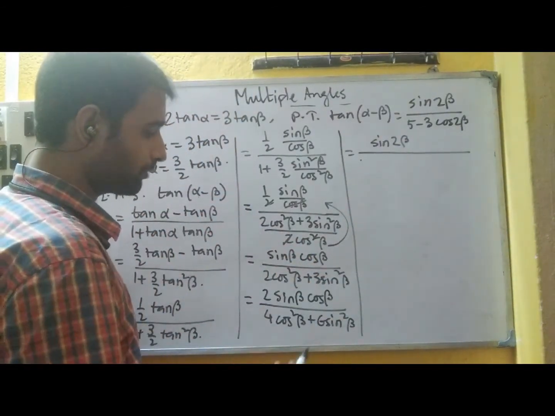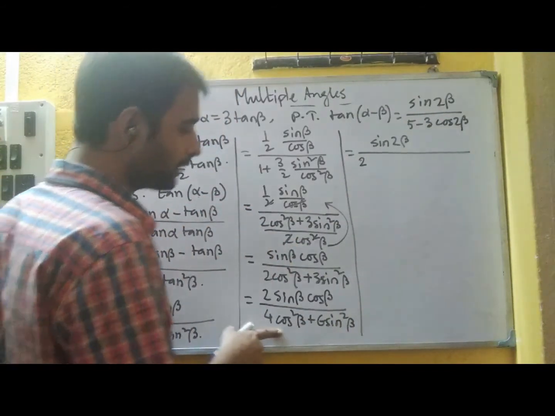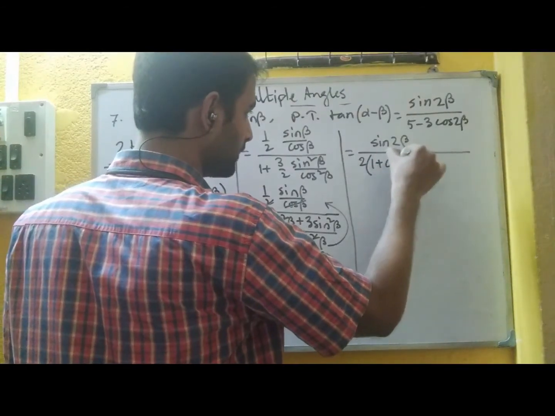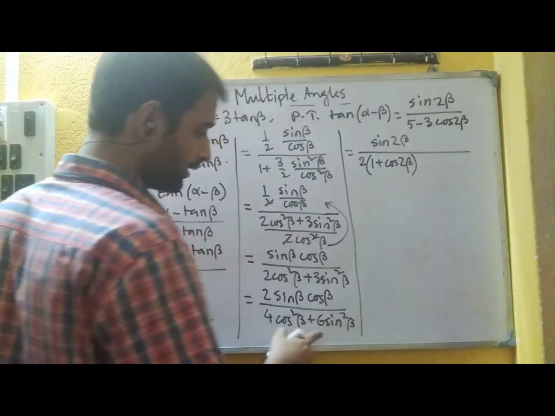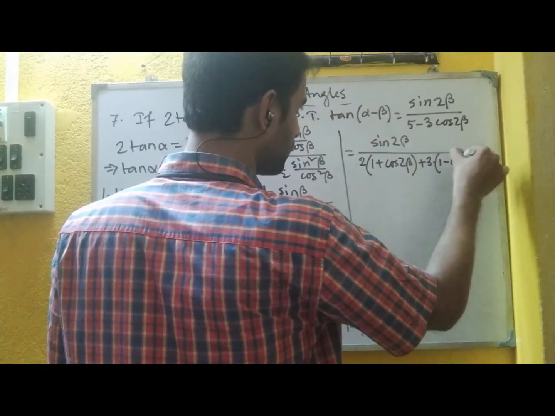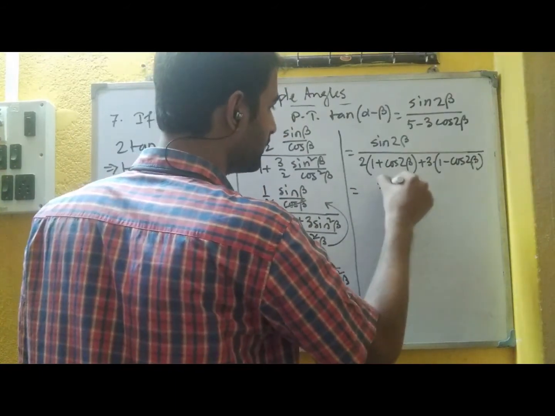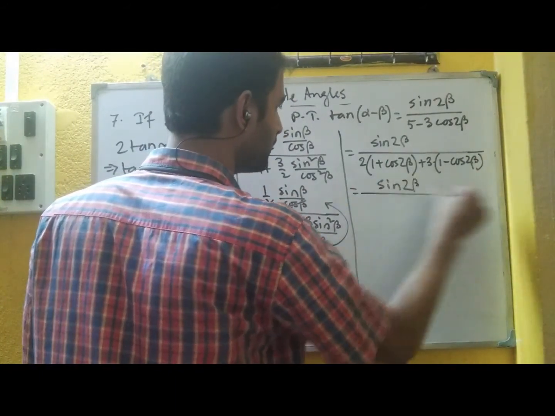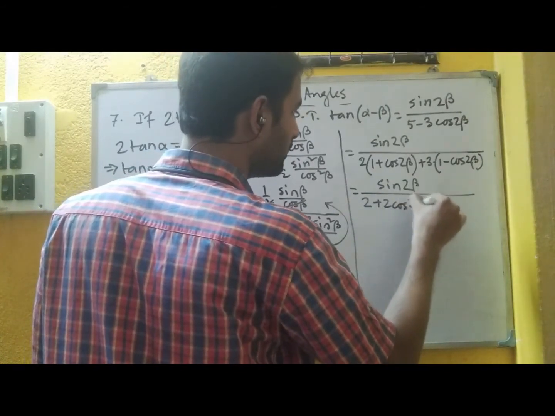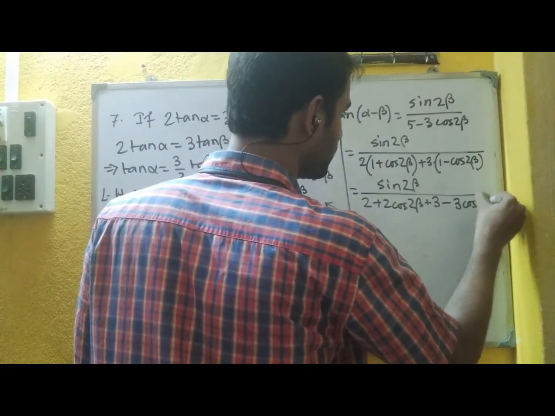converting both the expressions into cos 2 beta. For that we are putting the formula of 2 cos square beta as 1 plus cos 2 beta and 2 sin square beta as 1 minus cos 2 beta. So see then, the sin 2 beta in the numerator is divided by 2 plus 2 cos 2 beta, then it is 3 plus minus 3 cos 2 beta.